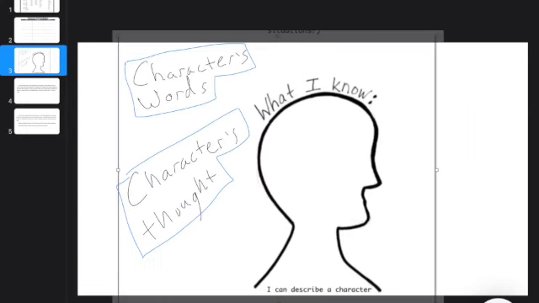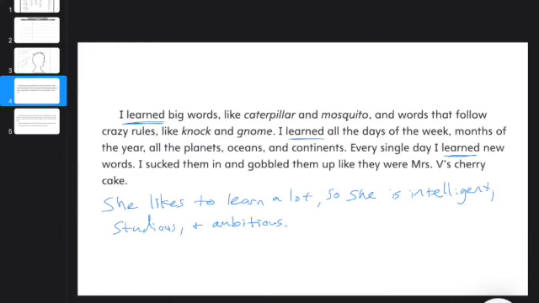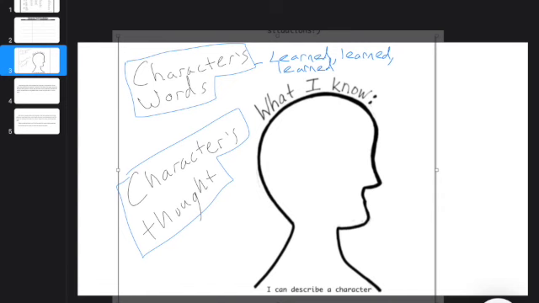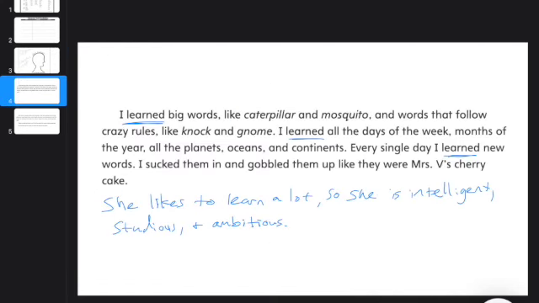Those are characters' words. I learned. That tells me this character is able to process information and is able to be taught. What about the thoughts on here? Are there thoughts?